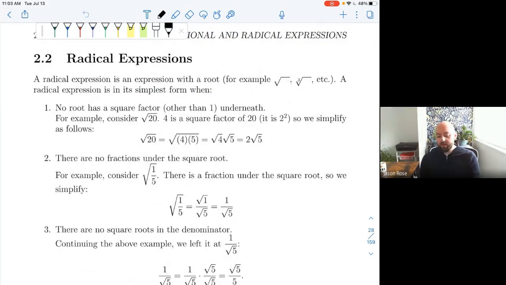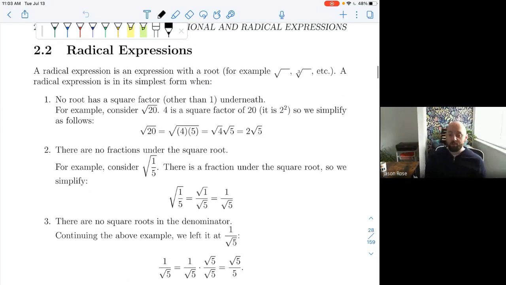So scrolling on. When simplifying radical expressions, or expressions with root symbols, and in particular I'm referring to square roots here, there are three things that you have to watch out for and that you have to try and simplify or manipulate away so that it's in its most simple form. There's no square factor underneath a square root.